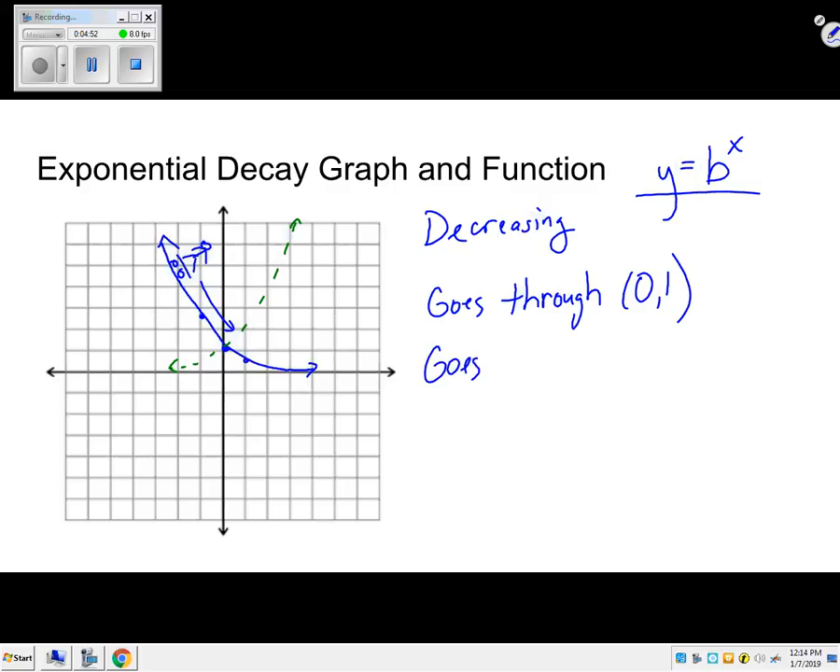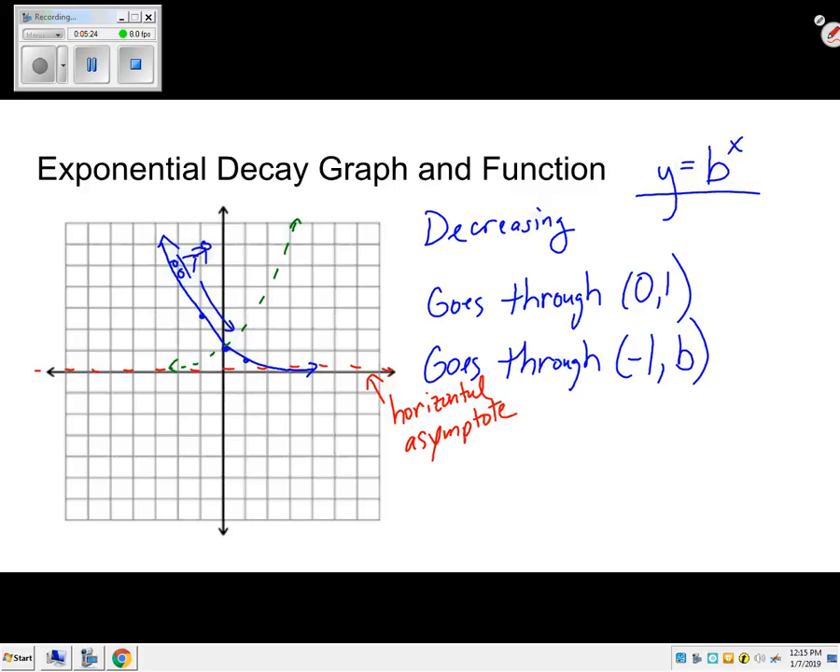Instead of going through the point 1 and then whatever the growth factor is, it's going to go through the point -1 and whatever the growth factor is, since it's flip-flopped from what we did last week. And we're still not touching the x-axis. That's going to be a no-go on that. The x-axis is still going to work as my horizontal asymptote.